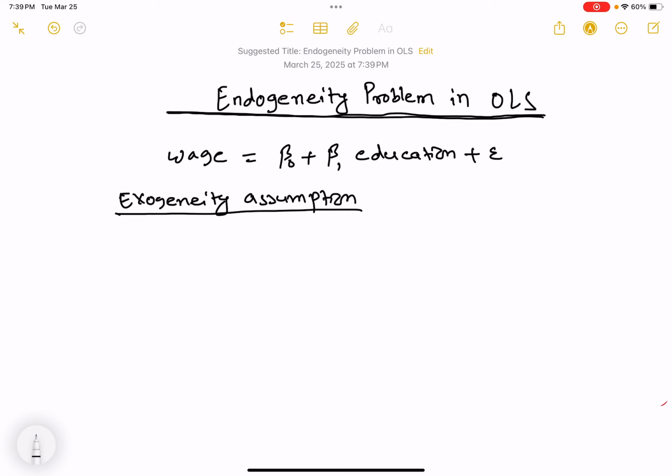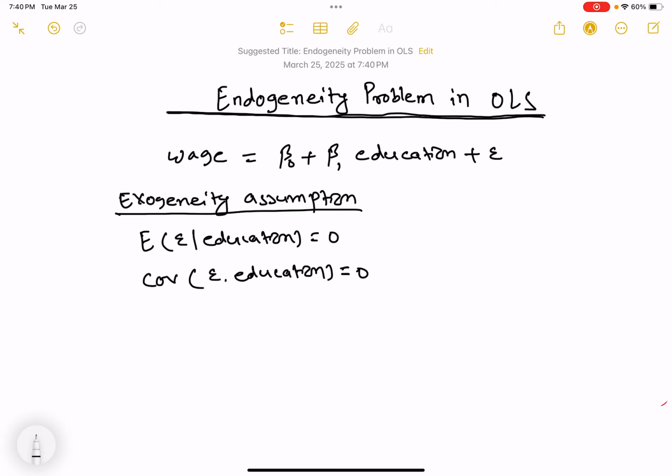This assumption says that the expected value of this error term epsilon given education should be equal to 0. Or in simple terms, let's say the covariance between this epsilon and education should be 0. They should not be correlated.